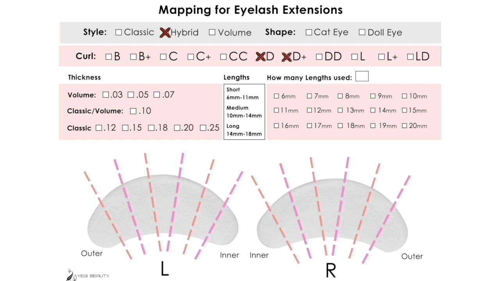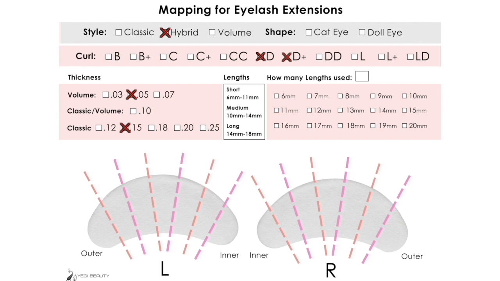For me, my go-to thickness for volume is either 0.5 or 0.7. So for example, I'm gonna go with the 0.5 for her. The 0.5s are a little thinner compared to the 0.7s, just FYI. Then my go-to thickness for classic is usually 0.15. So that's what I'm gonna use when I put in the classic pieces on there, okay?